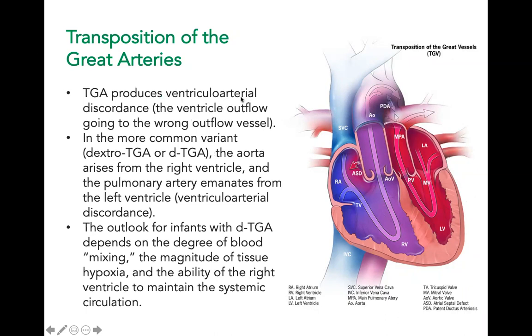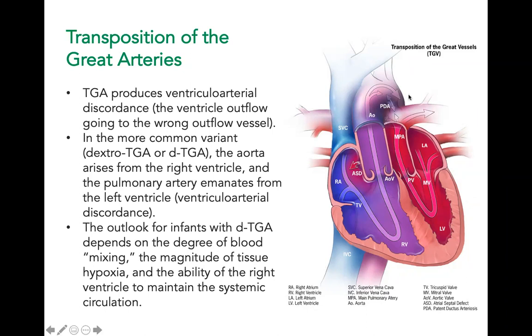So, there is a ventricular arterial discordance in which the ventricular outflow goes to the wrong outflow vessel. Okay? So, ang pinaka-common dyan is the dextro-TGA or the DTGA, in which the aorta arises from the right ventricle. So, ito yung DTGA natin. Okay? And the pulmonary artery emanates from the left ventricle. Okay, this is the classic example, which is the more common. So, anong mangyayari, no? The outlook of infants with DTGA depends on the degree of blood mixing. Siyempre, mag-mix yung blood. Okay?